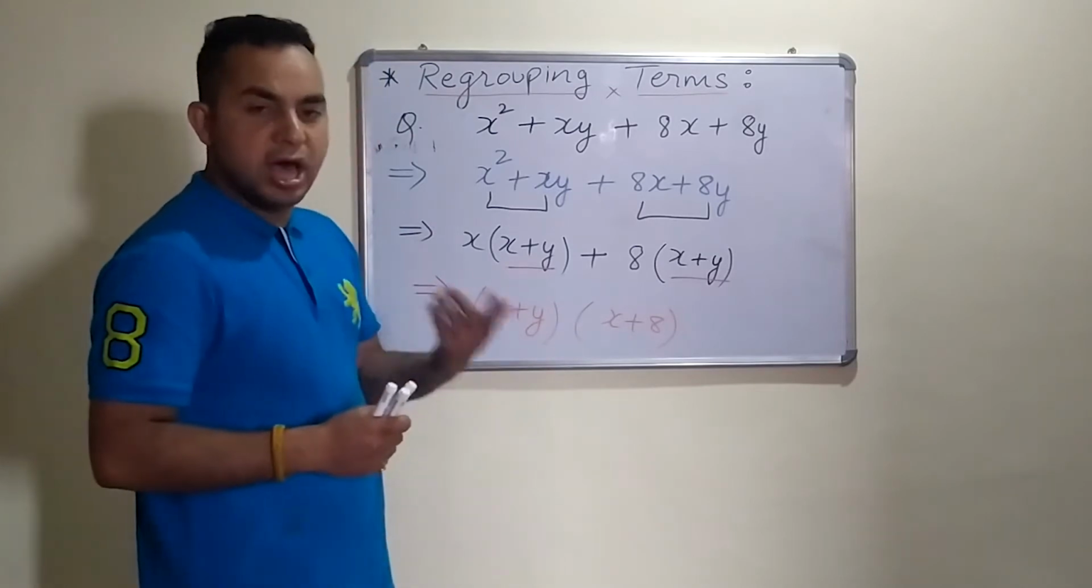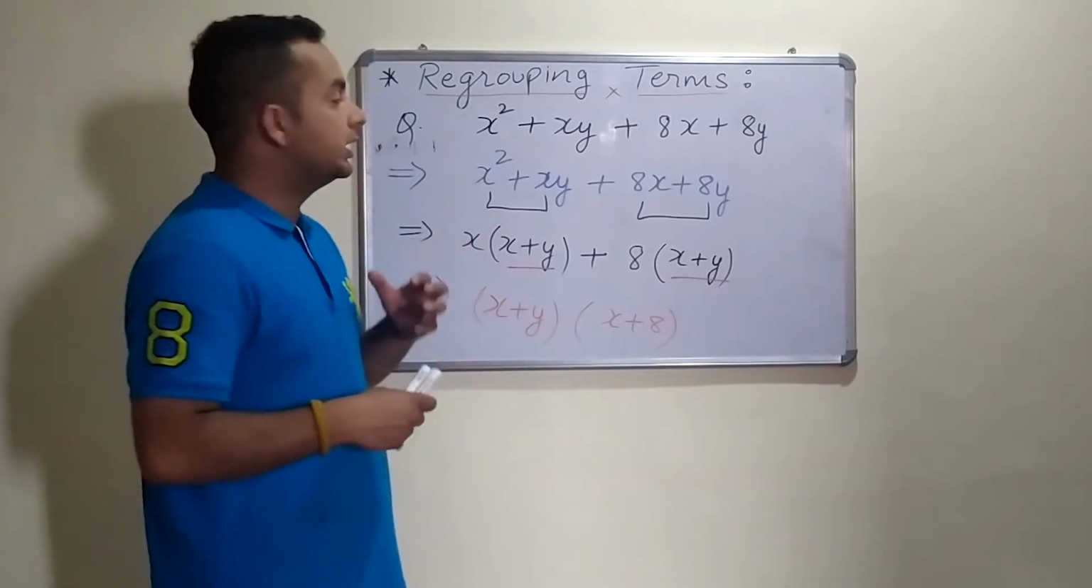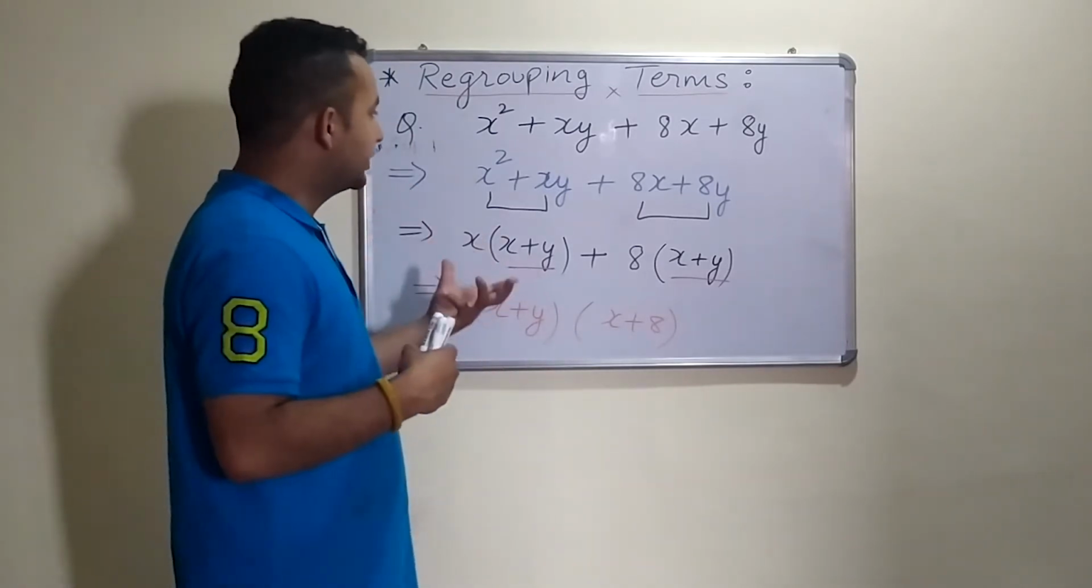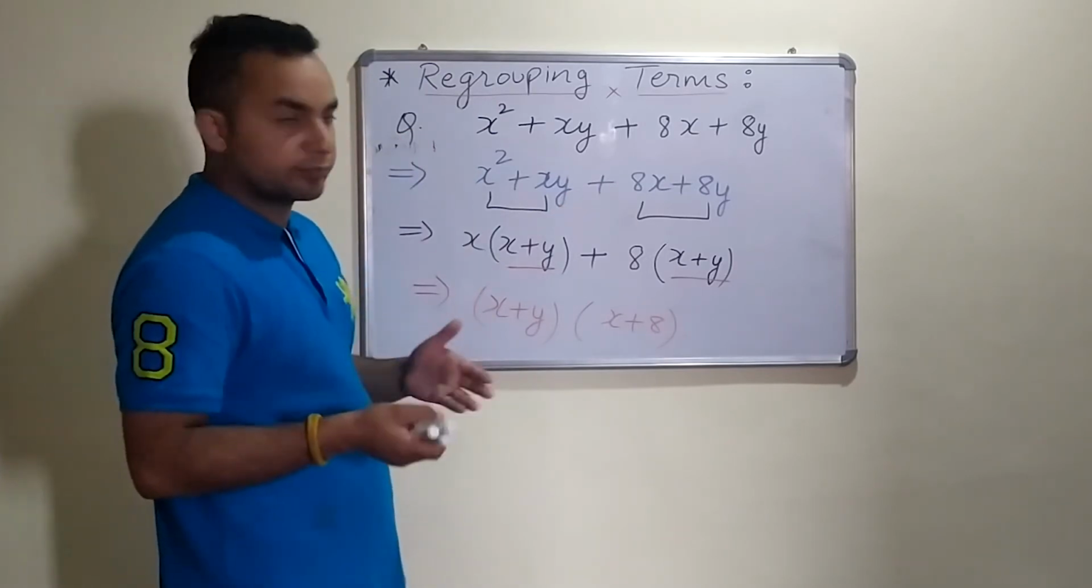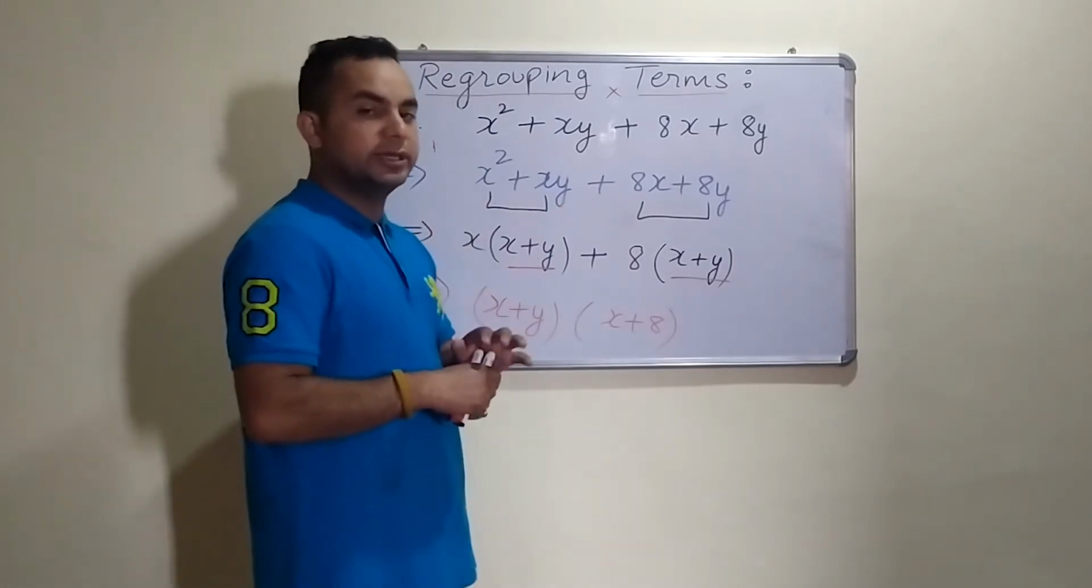This is how you are going to solve it. You are going to factorize the algebraic expression with the help of regrouping terms.